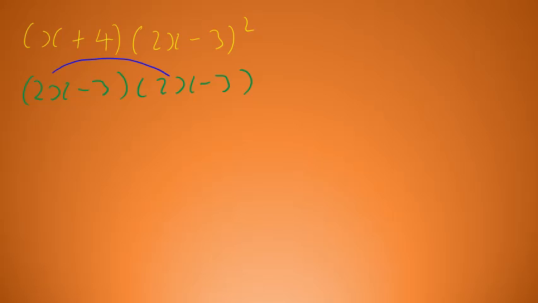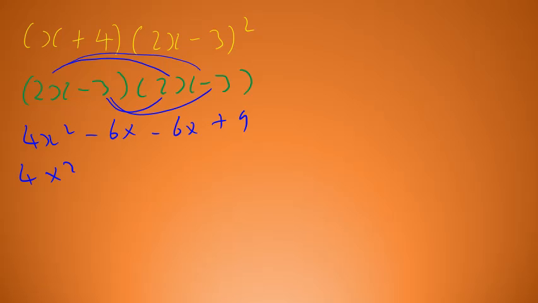So that's going to be 4x squared. That's going to be your minus 6x, and that's going to be your plus 9. Tidying this up, 4x squared minus 12x plus 9.